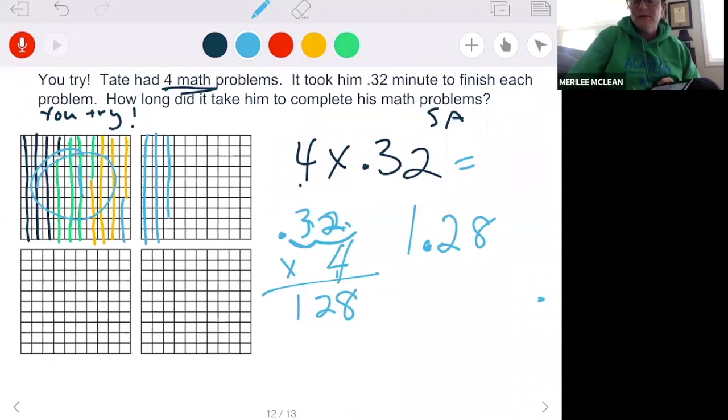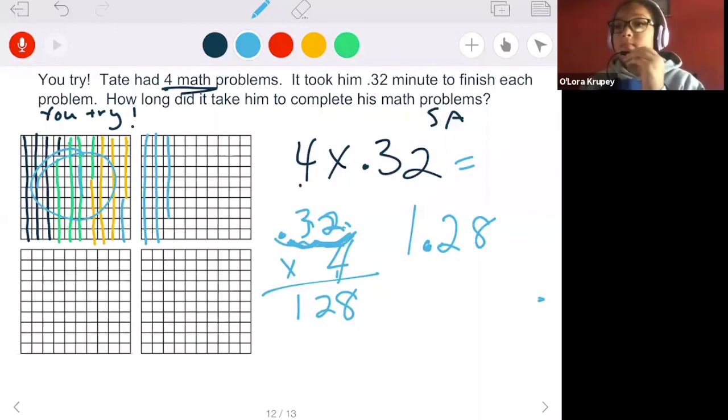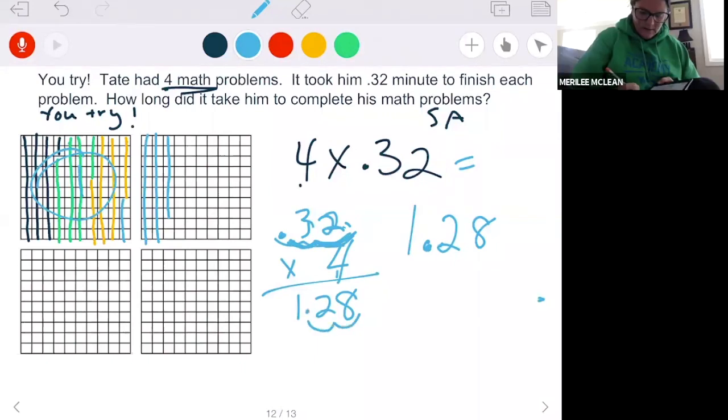Hold up your fingers. Alora, how many place value positions do I have behind my decimal point? Riley, check again. 2. 2. So I would go like this. 1, 2. Does it match? Yep. Is this making better sense?